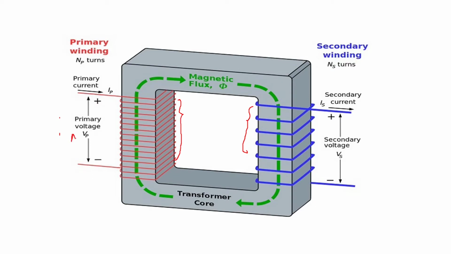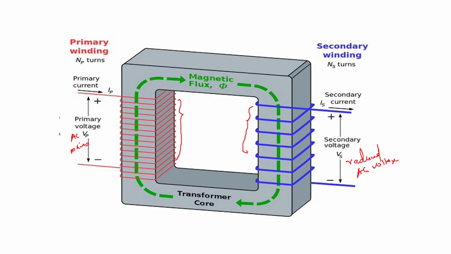AC mains will be applied here, and here you are going to get the reduced AC voltage. That means the voltage will be reduced, it will be stepped down. So to have a step down, the primary winding should be more and the secondary winding should be less.